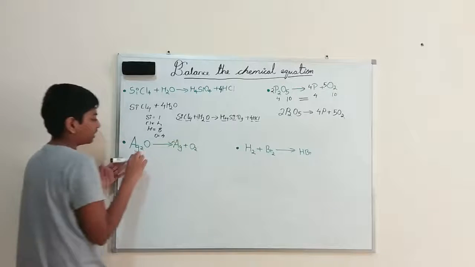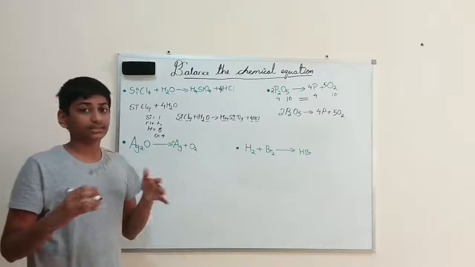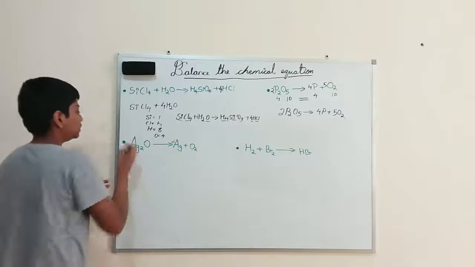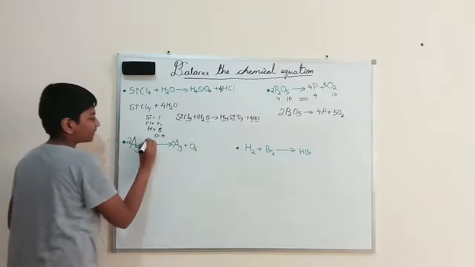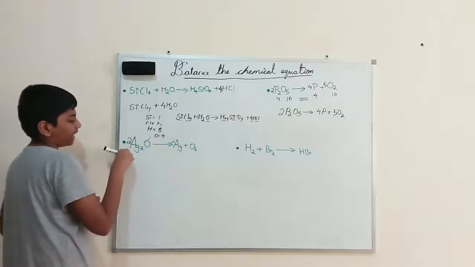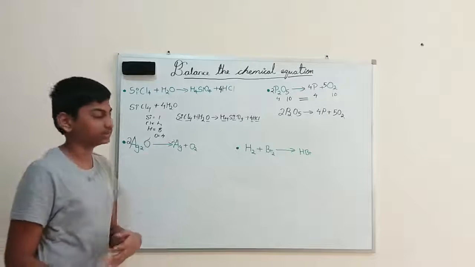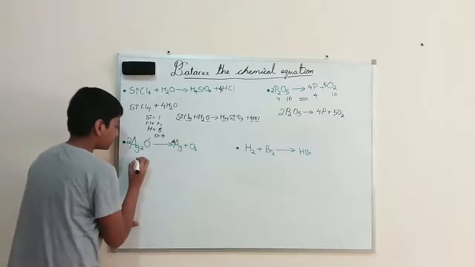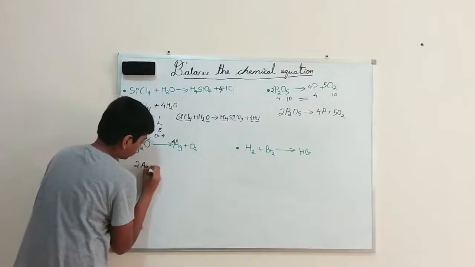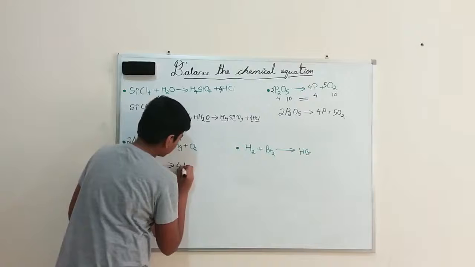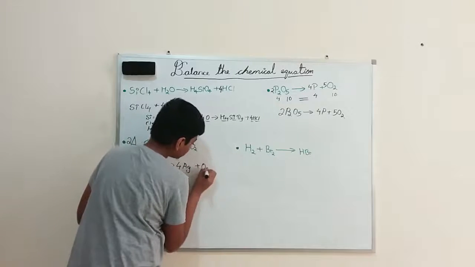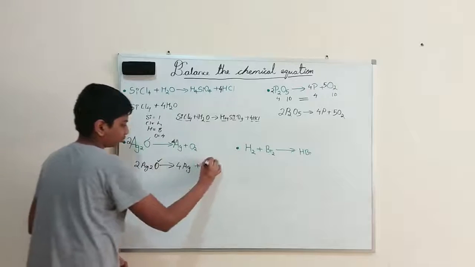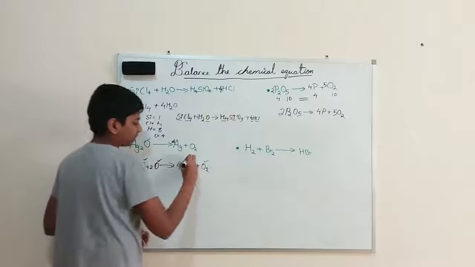If I write 2, only my silver will get balanced, but my oxygen will remain the same. So I need to have 2 oxygens, right? So I'll multiply by 2 at the beginning itself. So my oxygen is checked. But my silver over here, I'll get 4 silvers. So what should I do? I should simply multiply it with 4. So our balanced equation is nothing but 2Ag2O gives us 4Ag plus O2. So how much oxygen are we having over here? 2 oxygens, and here also 2. Here 4 silvers, here also 4 silvers.